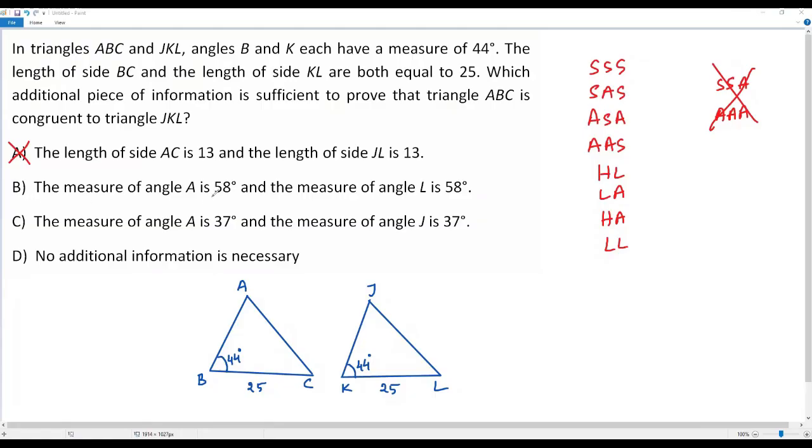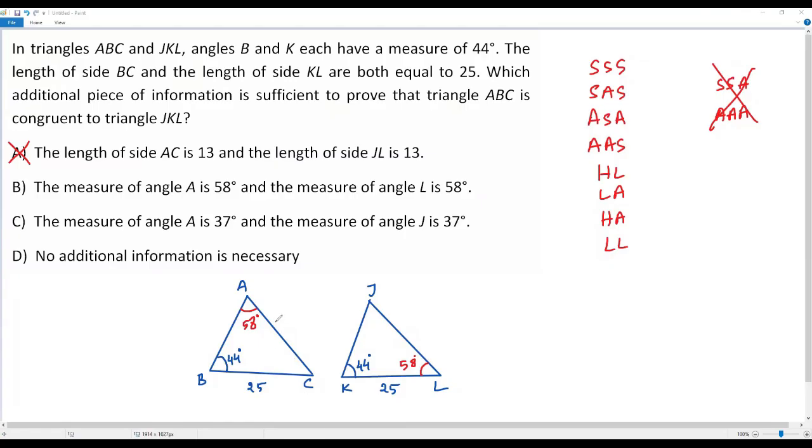Now let me consider the information in answer choice B. The measure of angle A is 58 degrees and the measure of angle L is 58 degrees. At vertex A in the first triangle, let me mark the interior angle 58 degrees, and in the second triangle at vertex L, let me mark 58 degrees. Here we have 58 degrees, here 58 degrees, here an interior angle measure of 44 degrees, here the same interior angle measure, and here a side of length 25, and here a side of length 25.